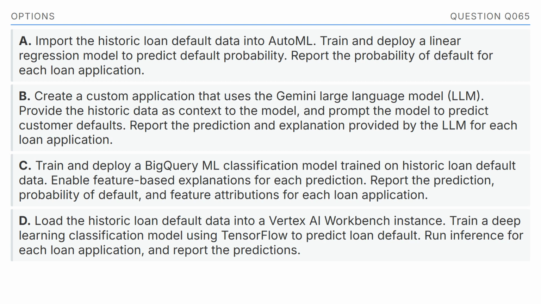Option C, train and deploy a BigQuery ML classification model trained on historic loan default data. Enable feature-based explanations for each prediction. Report the prediction, probability of default, and feature attributions for each loan application. Option D, load the historic loan default data into a Vertex AI Workbench instance. Train a deep learning classification model using TensorFlow to predict loan default. Run inference for each loan application, and report the predictions.